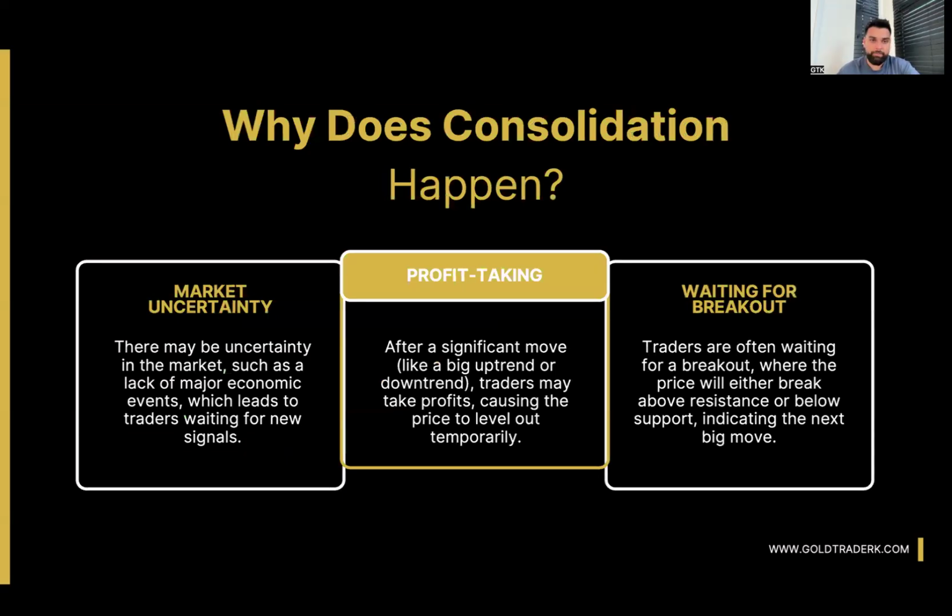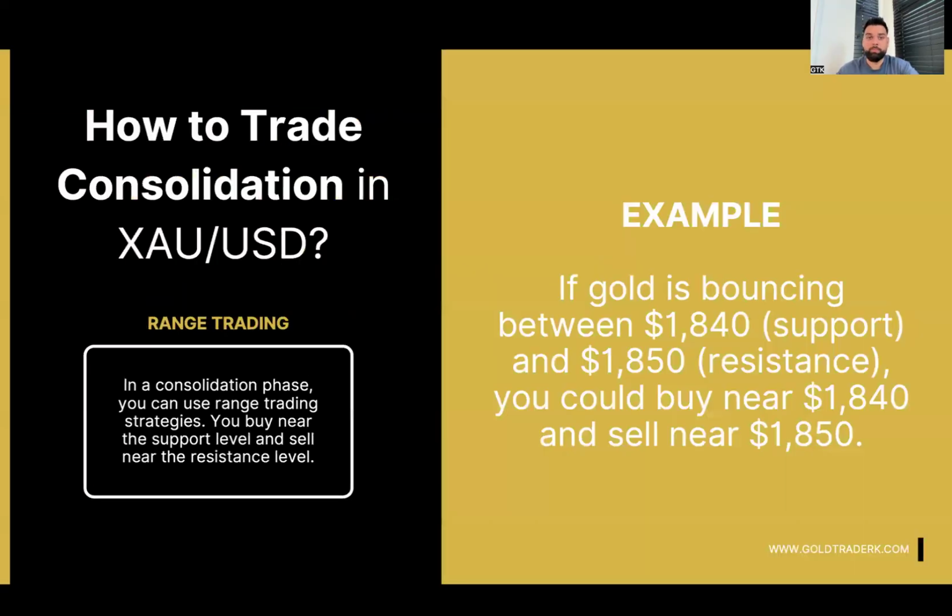Why does consolidation happen? Number one, market uncertainty. When there may be uncertainty in the market, such as lack of major economic events, traders wait for new signals. Number two, profit taking. After a significant move like a big uptrend or downtrend, traders may take profits, causing the price to level out temporarily. Number three, waiting for breakout. Traders are often waiting for a breakout where the price will either break above the resistance or below the support, indicating the next big move.